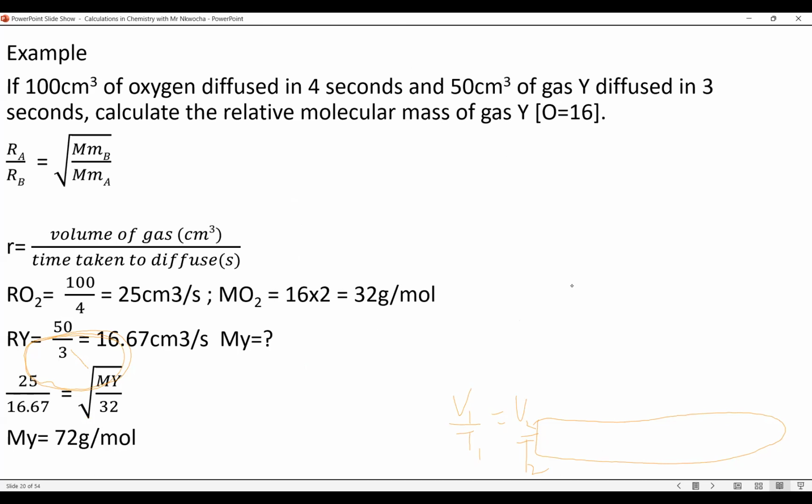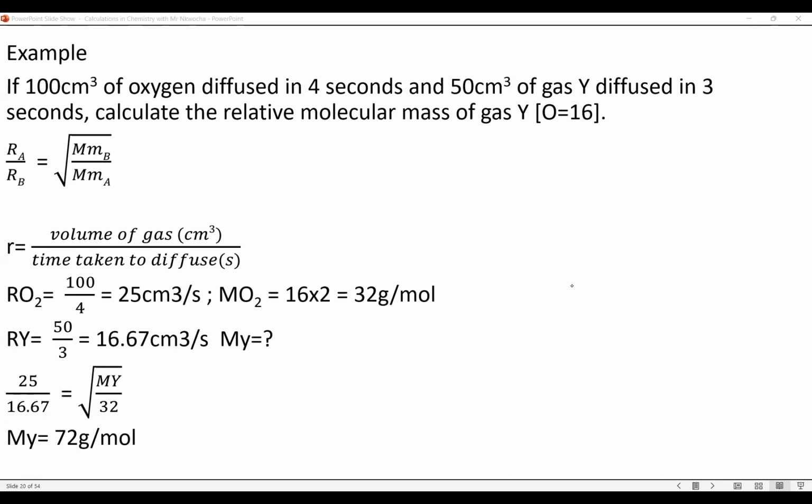Okay, this is a very simple question. I've already solved this, so I just need to explain it, which makes it easy and saves our time. 100 cm cube of oxygen diffused in 4 seconds. 5 cm cube of a gas, which we don't know, diffused in 3 seconds. Which one do you think should be faster? The one that diffused in 3 seconds.